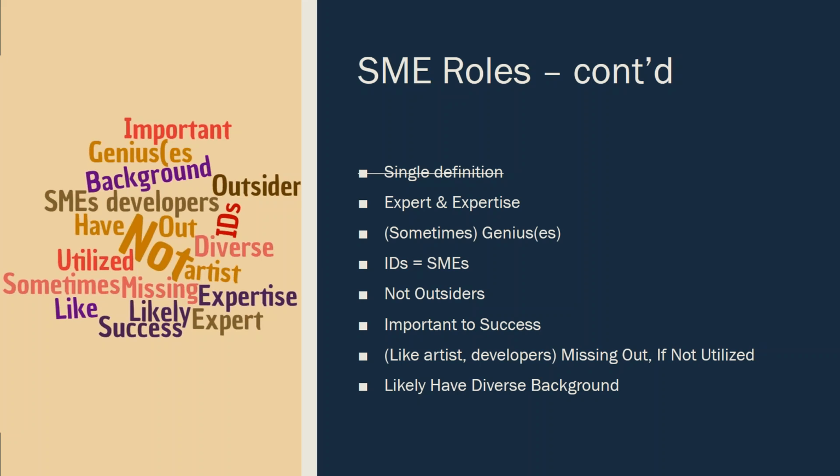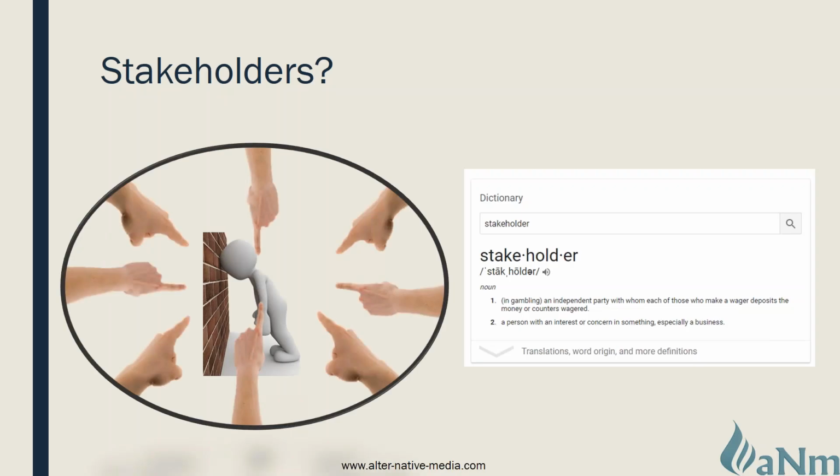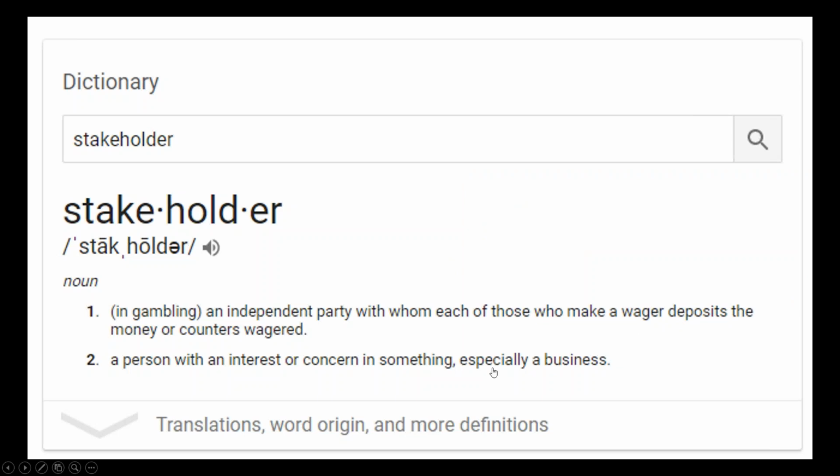So I want to put a specific emphasis on SMEs and understand that it's a very broad term, but one that's very important and vital to our e-learning. You may also have other roles to deal with within the pipeline, such as the stakeholder. I put the obligatory definition here, and let's look at the screenshot. A stakeholder is any independent party that has an interest or concern about what you're doing. Many of us work on enterprise-level projects or have clients where we have multiple stakeholders.